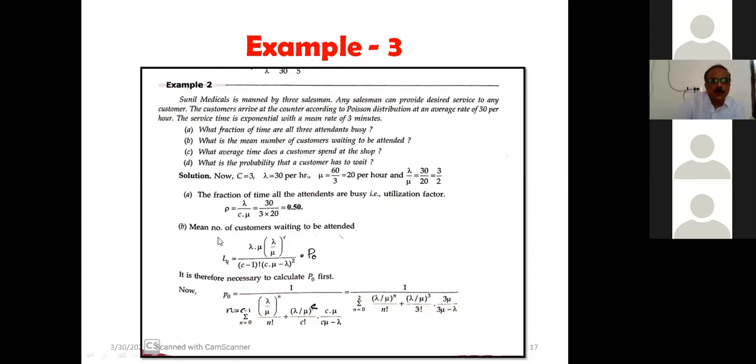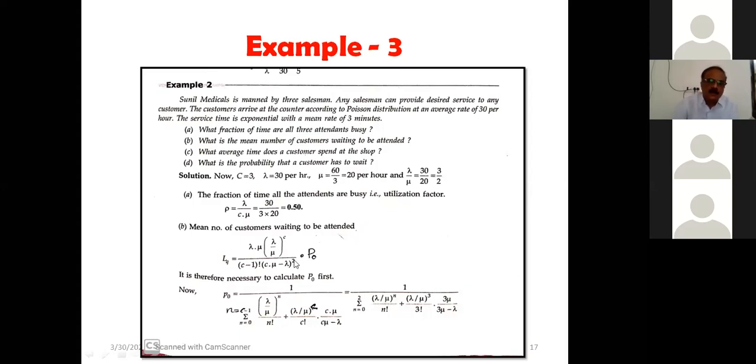Second one is, what is the mean number of customers waiting to be attended? Mean number of customers waiting to be attended. That means the number of customers who are in the queue. That means the average number of customers in the queue, which is given by LQ. The formula for LQ is known to us. This is the formula for that, multiplied by P0.